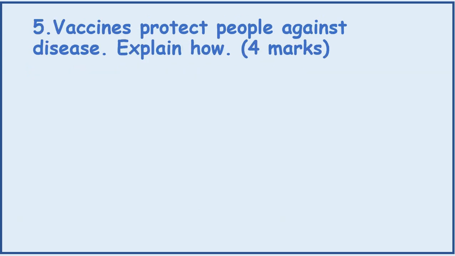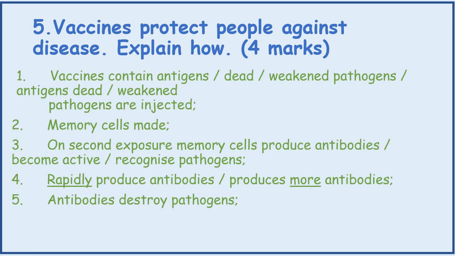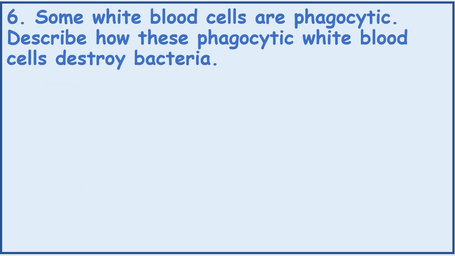Question 5. Vaccines protect people against disease. Explain how. 1. Vaccines contain antigens or dead or weakened pathogens. 2. Memory cells are made. 3. On second exposure, memory cells produce antibodies, become active or recognise the pathogens. 4. They rapidly produce antibodies or produce more antibodies. 5. Antibodies destroy pathogens.